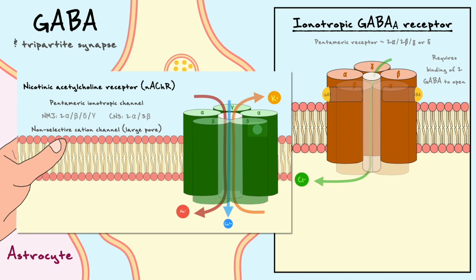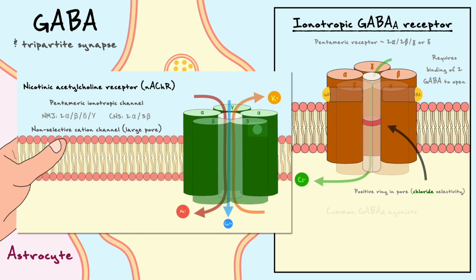Another important structural aspect of this channel is that, in comparison to the nicotinic acetylcholine receptor, which had negatively charged acidic residues near the pore, the GABA-A receptor has positively charged basic residues, which makes the channel selective for anions like chloride instead of cations.